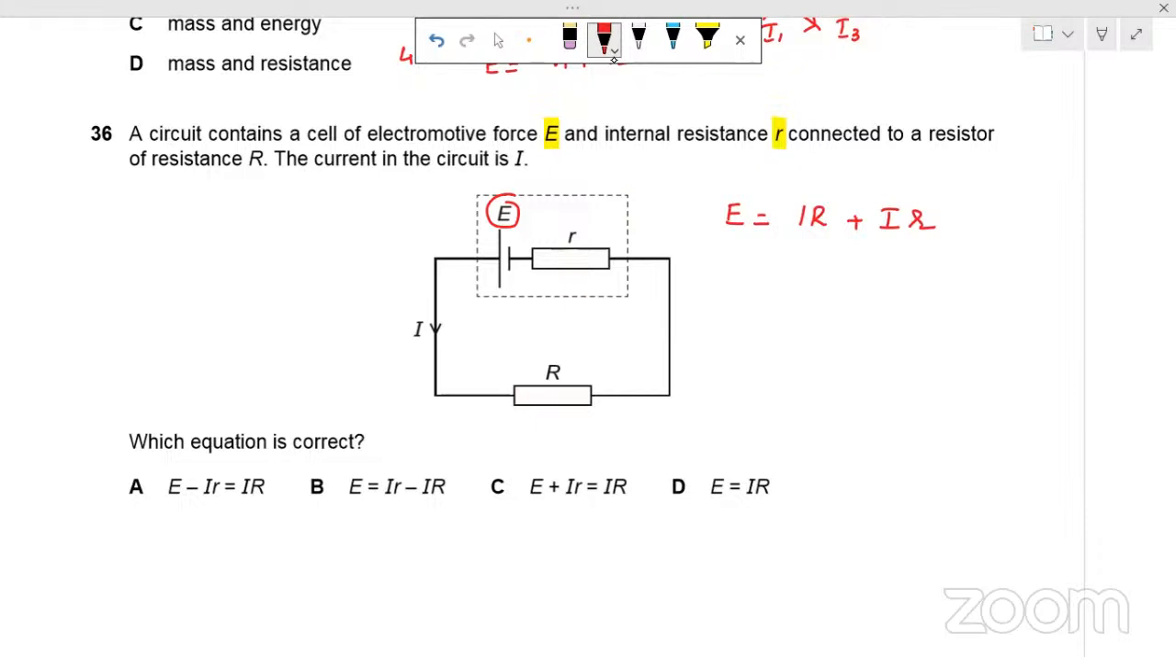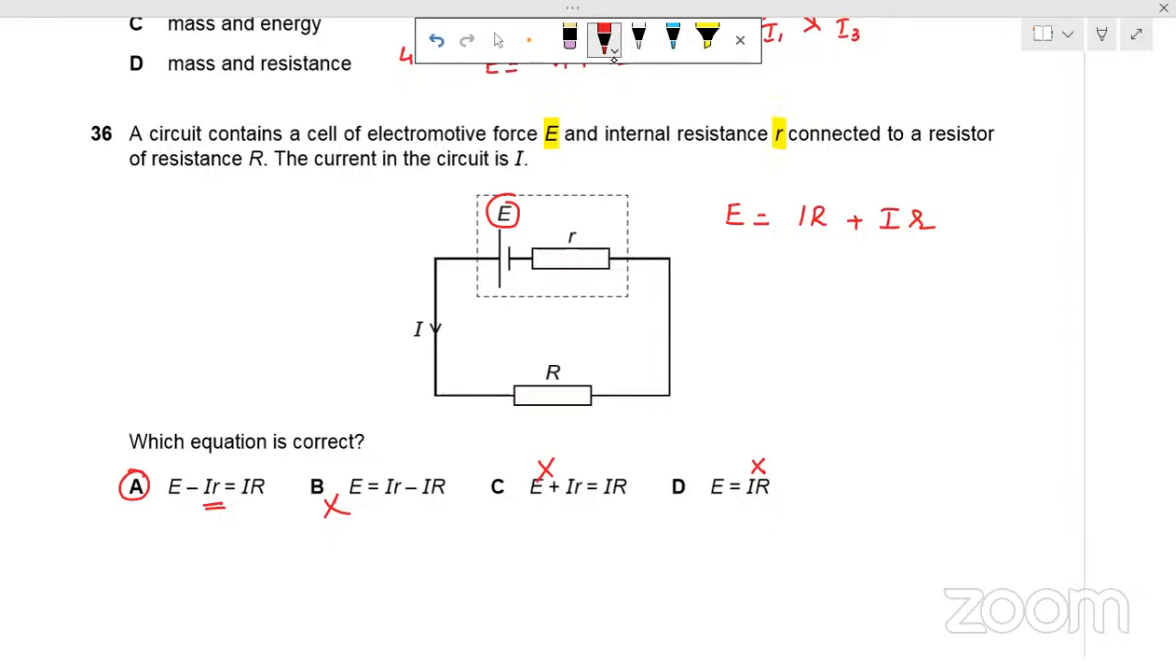So, if we rearrange this equation, we will get E minus Ir is equal to IR. So A is correct. The second one is IR minus Ir, E plus Ir, E is equal to IR. So this is simple application of Kirchhoff's second law.